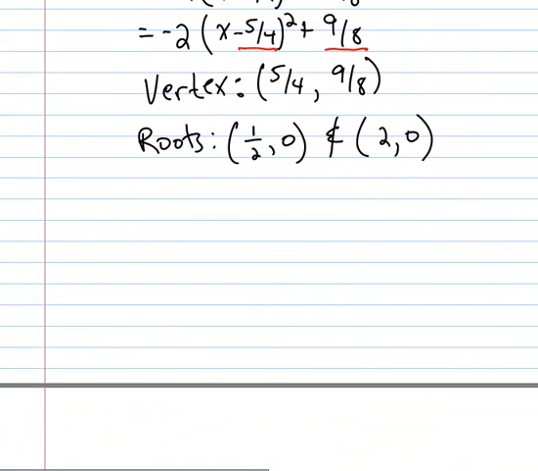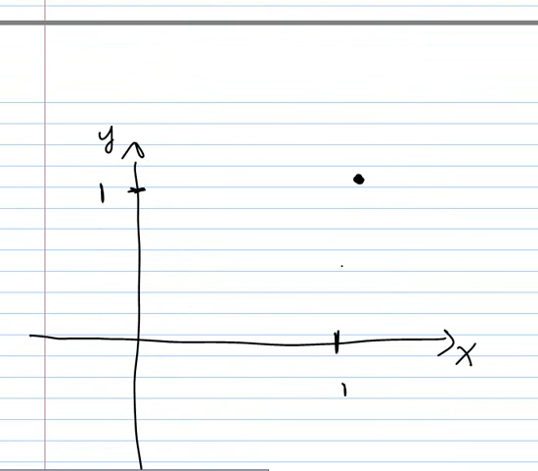We've got roots at 1/2, 0 and 2, 0. So here's about 1/2. And so, let's see, I probably want to extend this line just a little bit to get my 2. Let's make 2 right there. And so over 2, 0. Those are my roots. And then I sketch the graph. Let's sketch it in blue, make it look pretty.